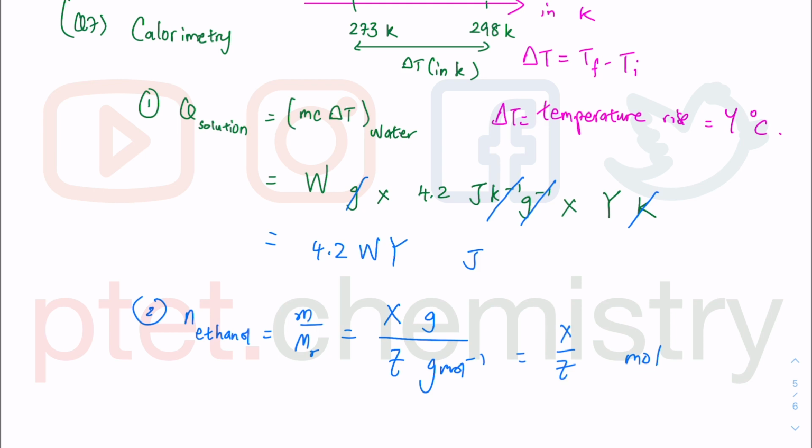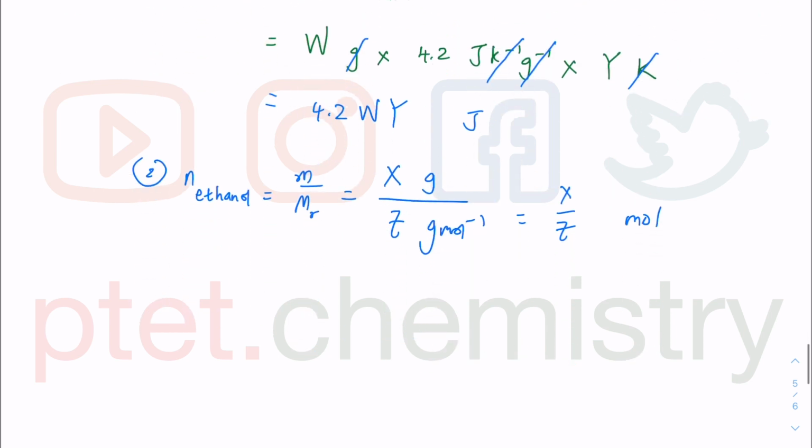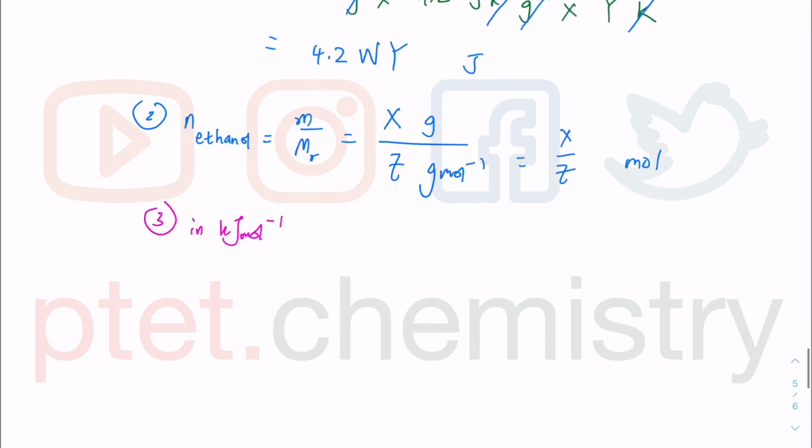Now, this is in joule. They want your answer in kilojoule per mole. So if you read the question very carefully, they did say in kilojoule per mole. All right. We also saw that delta T was temperature rise. This is of the solution. So your solution gets warmer because the reaction releases heat.